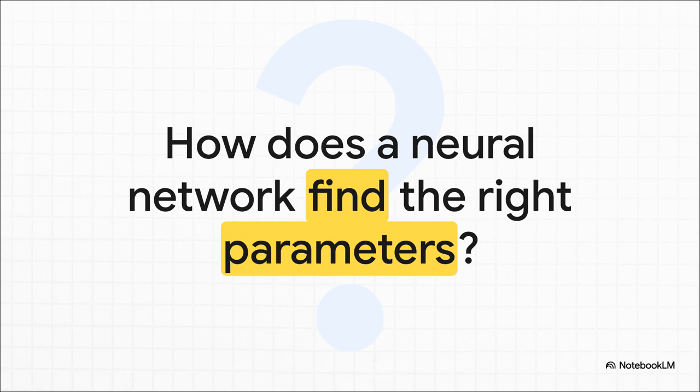With all those millions of knobs, how on earth does a network find the one perfect combination that lets it look at a brand new photo and confidently say, yep, that's a cat? It's not just random guessing, believe me. There's a really powerful process going on under the hood.